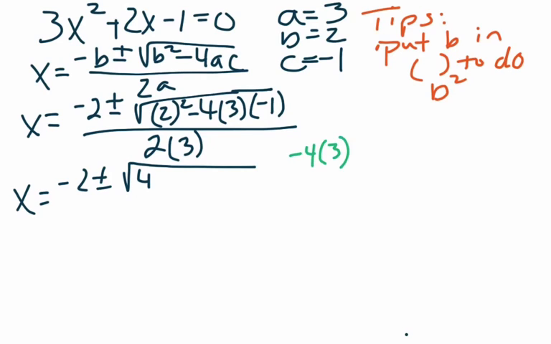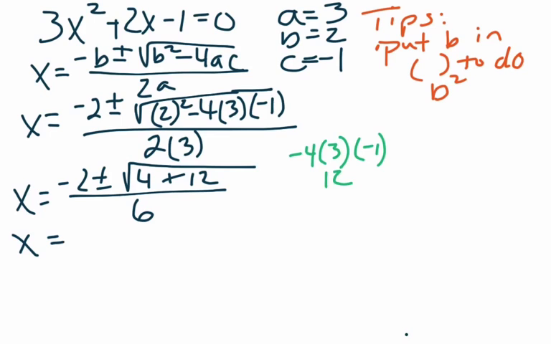-4 times 3 times -1, which would be +12. Somebody's probably wondering, why is it a +12? You had a minus sign there. Right here, I have the minus, so I'm not ignoring it. But when I multiplied a negative times a negative, that gave me the positive. And then 2 times 3 is 6.